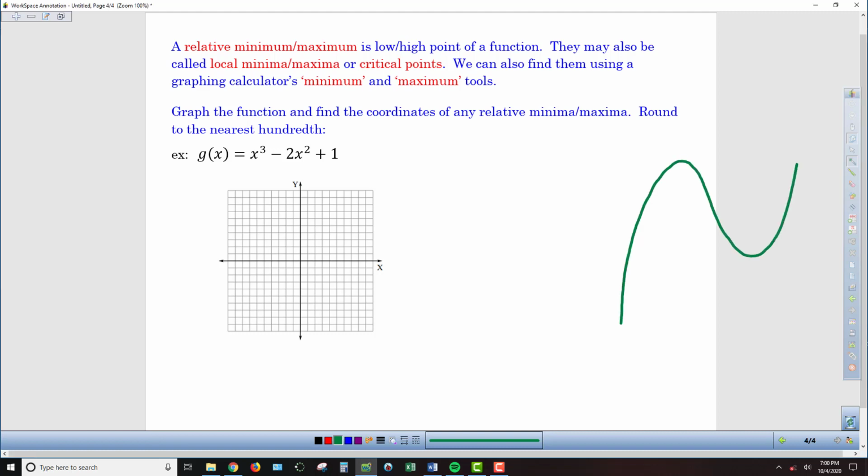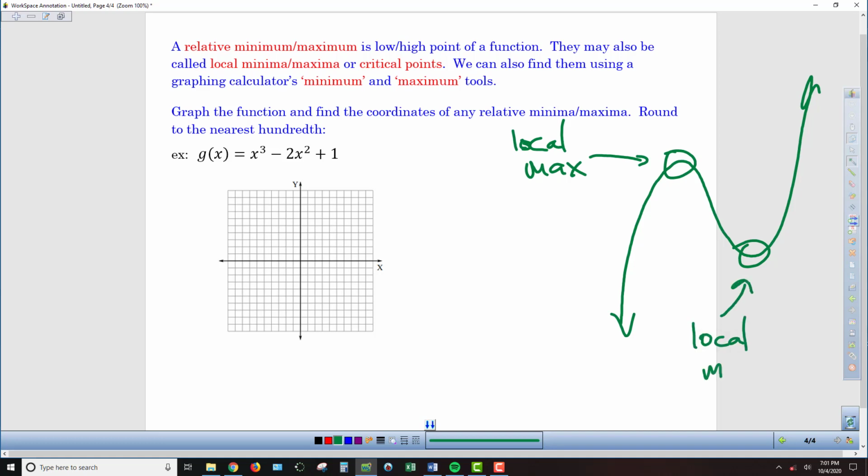So say we have a function that, as we're going to see in just a second, looks something like this. These two locations here would be examples of critical points, or local minimum, local maximum points. So this one here would be a local or relative maximum, because for its region of the graph it is a high point. And then this one here would be an example of a local or relative minimum, because even though it's not the lowest value of the function, for that part of the function it is a low point.